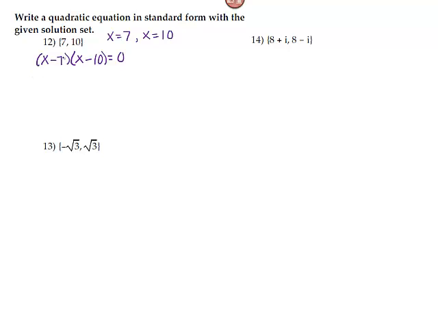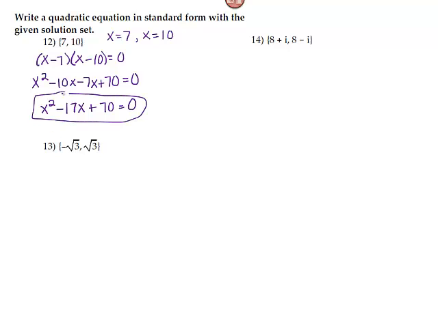And then we want to FOIL this out to actually get our quadratic equation. So x times x is x squared, x times negative 10 is negative 10x, negative 7 times x is negative 7x, negative 7 times negative 10 is positive 70. Add the middle terms. And this right here is our answer.